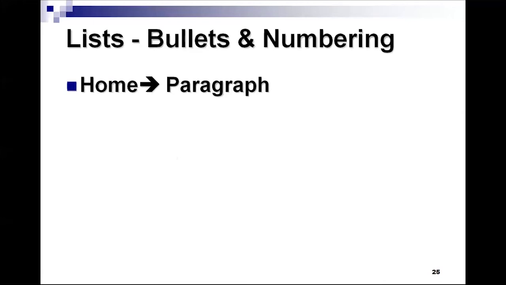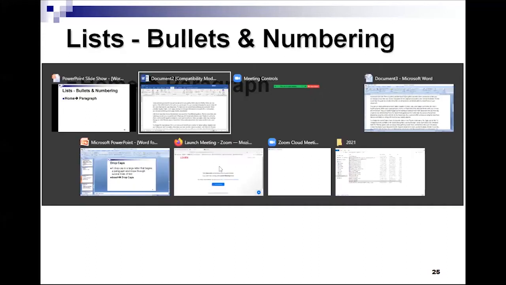Next one, lists, bullets and numbers. Bullets and numbers is actually another option considered as paragraph formatting, right? You can type a list with bullets or numbers. It's actually under the Home tab. You can find it.